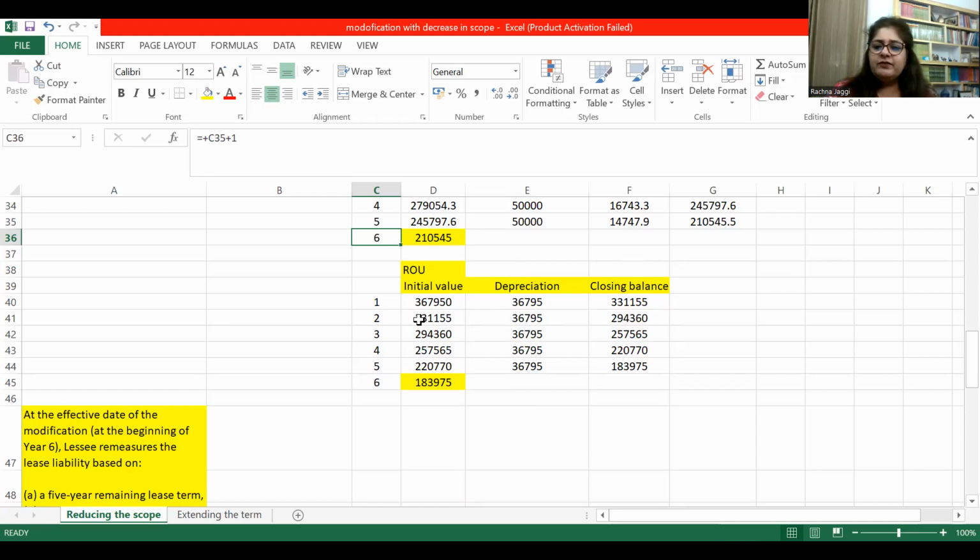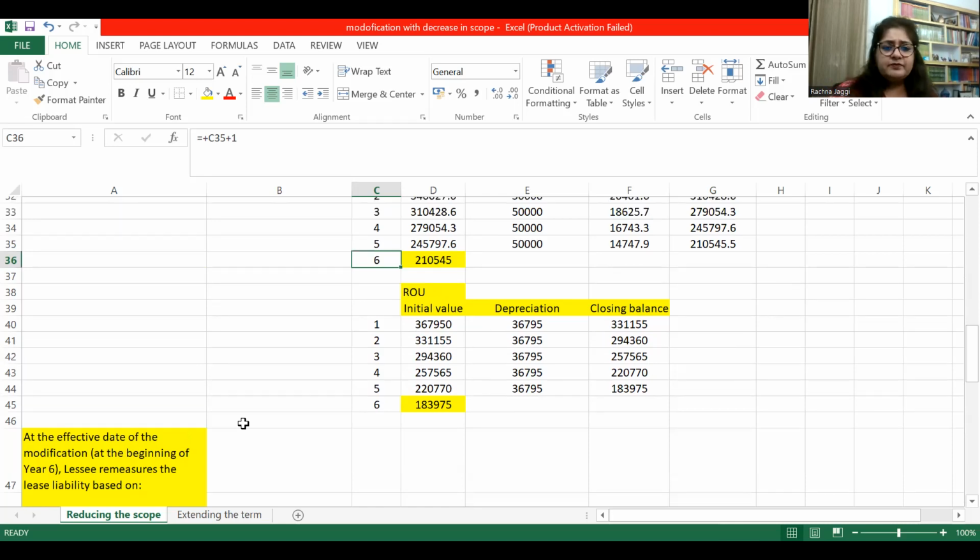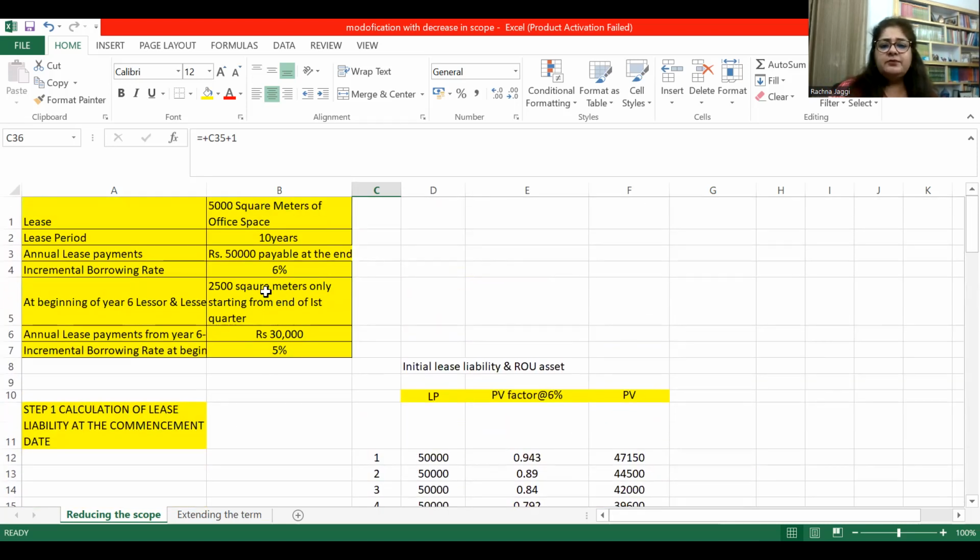Every year I'll depreciate 36,795. So this gives me my ROU balance as on the beginning of year 6 as 183,975, right? Now, this is the liability and ROU which I have calculated for 5,000 square meters, right? Now, at the beginning of year 6, we have reduced the scope of the lease by 50%, from 5,000 square meters to 2,500 square meters, right?